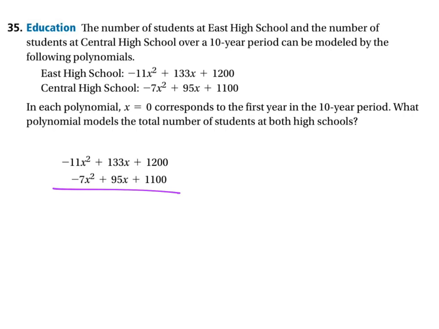So when we sum these up, we've got negative 11 x squareds, and then combine that with a negative 7 x squareds, and we get negative 18 x squared. Plus, how many x's? We've got 133 and 95. And I know from compatible numbers, I'm just going to show you this over here on the side. If I wanted to add 133 and 95, I can say 133 is just 128 plus 5, right? And 95 is just 100 minus 5.